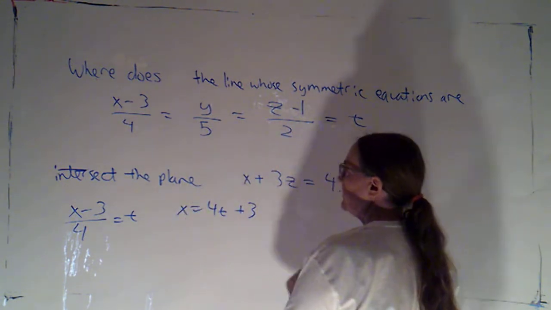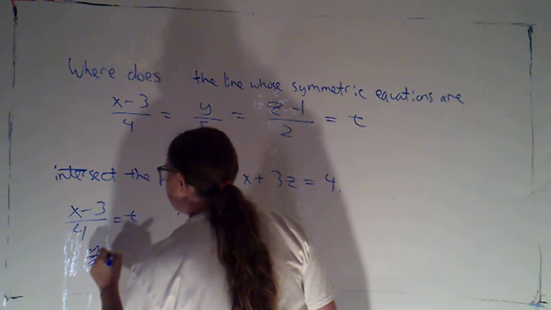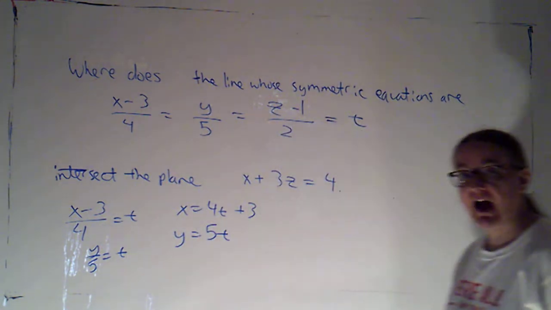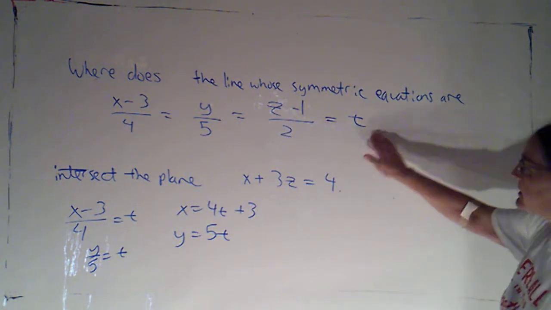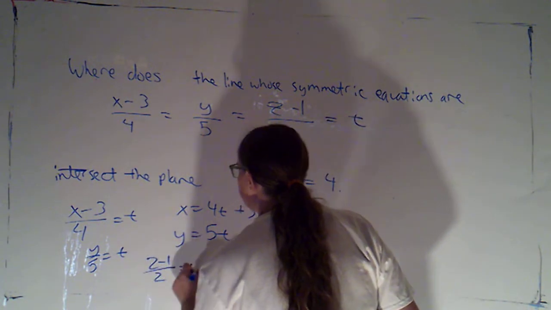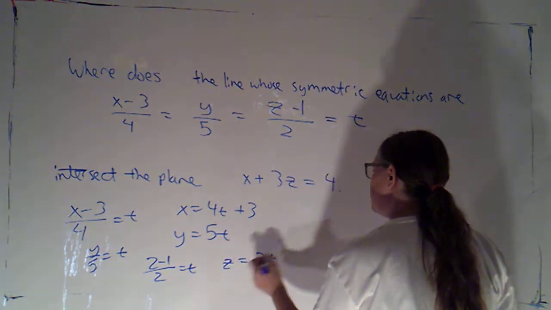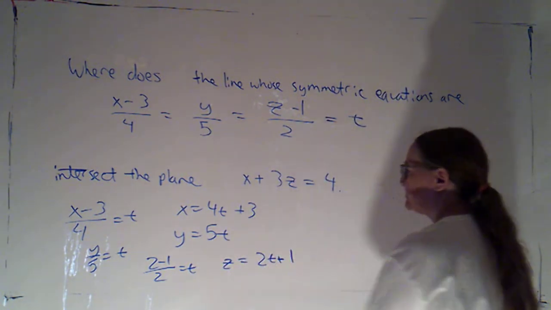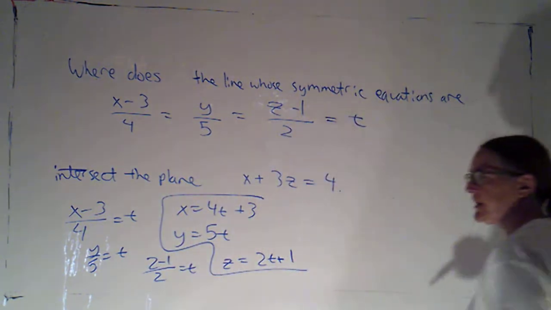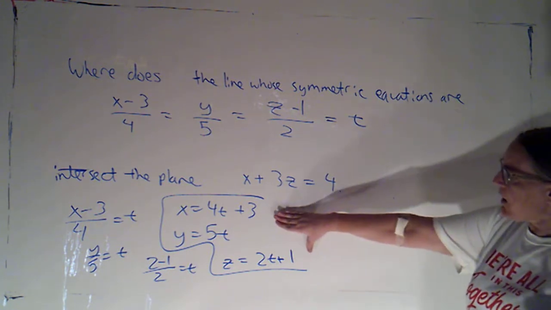Okay. So if x minus 3 over 4 is equal to t, that's equivalent to saying that x is 4t plus 3. Similarly, if y over 5 is equal to t, that's equivalent to saying that y is 5t. And if z minus 1 over 2 is equal to t, that's equivalent to saying that z is equal to 2t plus 1.